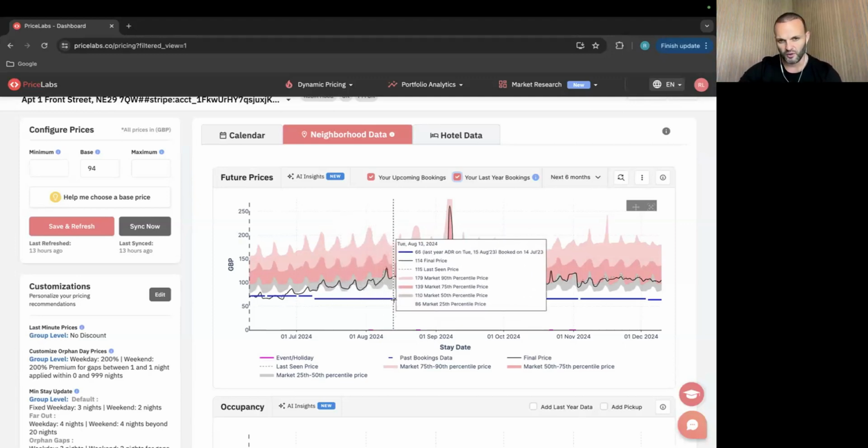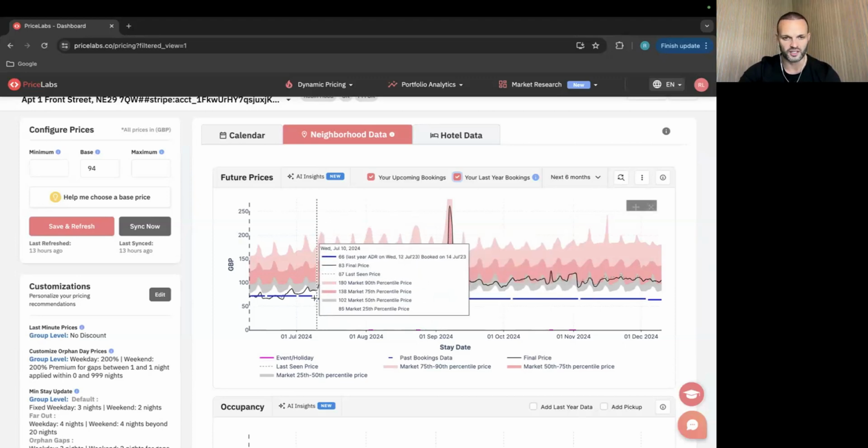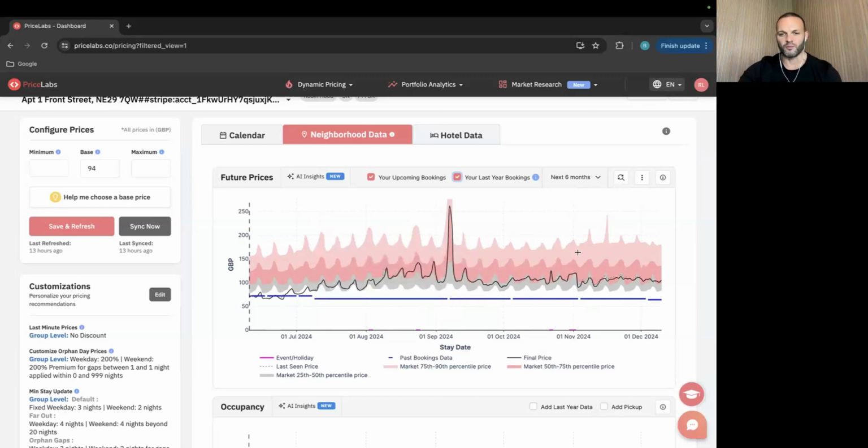As you can see here, we've got all the different prices, and it gives you where you were, and it tells you whether you were booked or not. And it tells you here, like, there was a gap, so we weren't booked in that period there.